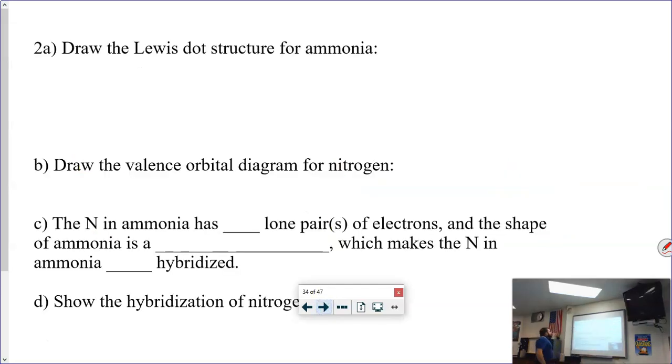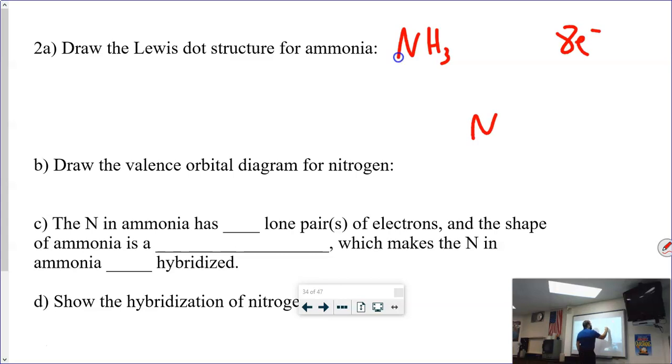Draw the Lewis dot structure for ammonia. Okay, ammonia is NH3. Total valence electrons that we have to work with: we have 5 from the nitrogen, and 1, 2, 3, because each hydrogen has 1, so we've got a total of 8 electrons to work with. And I'm going to put nitrogen in the middle. I'm going to spread my hydrogens out.